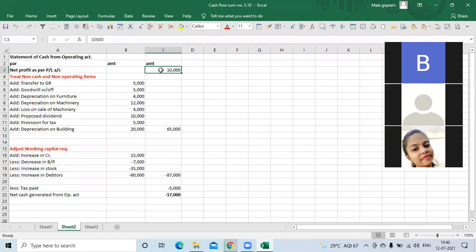Why in the outer column? Because net profit is only one. Only a single amount is given. Therefore, directly to the outer column. Everybody has written that? Yes, ma'am.